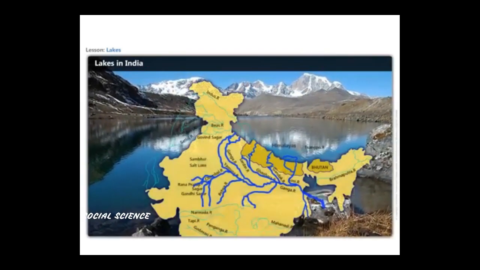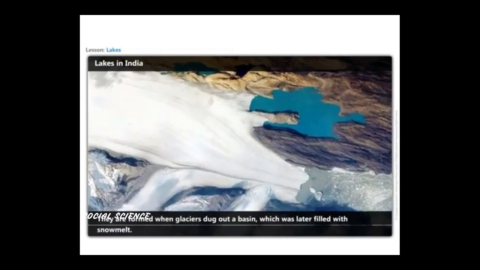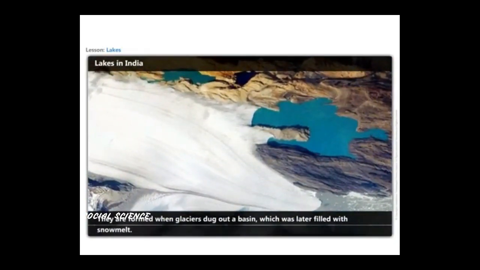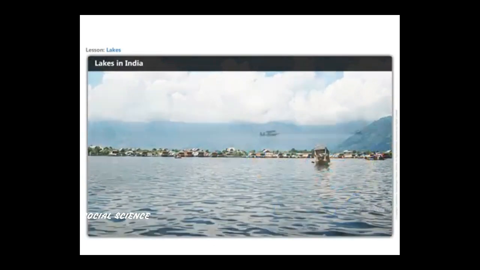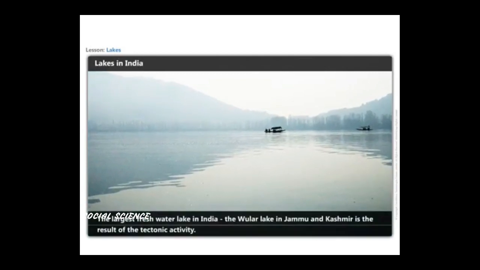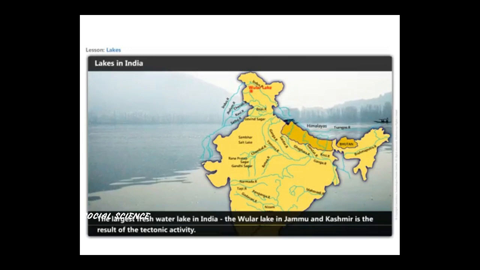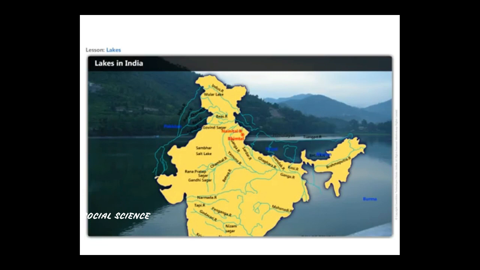Most of the freshwater lakes are in the Himalayan region. They are formed when glaciers dug out a basin which was later filled with snowmelt. Dal Lake in Srinagar is such an example. On the contrary, the largest freshwater lake in India, the Wular Lake in Jammu and Kashmir, is the result of tectonic activity. Bhimtal, Nainital, Loktak, and Barapani are some of the important freshwater lakes.